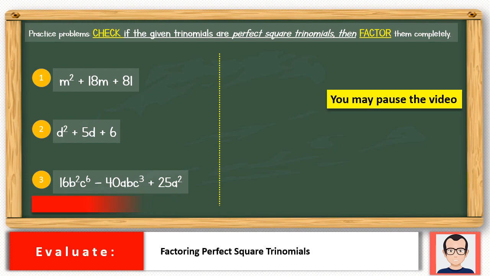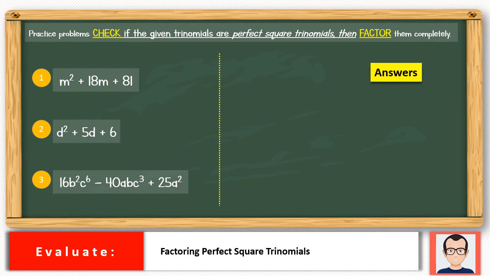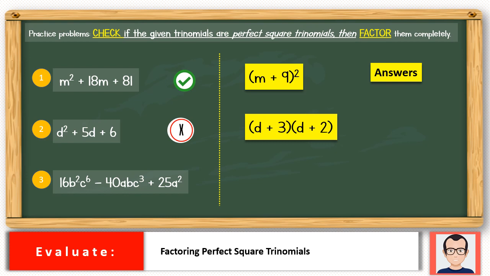Now let's check your answers. Numbers 1 and 3 are perfect square trinomials, while number 2 is not, but we can still factor it, and its explanation will be reserved for when we discuss factoring general trinomials. Alright?